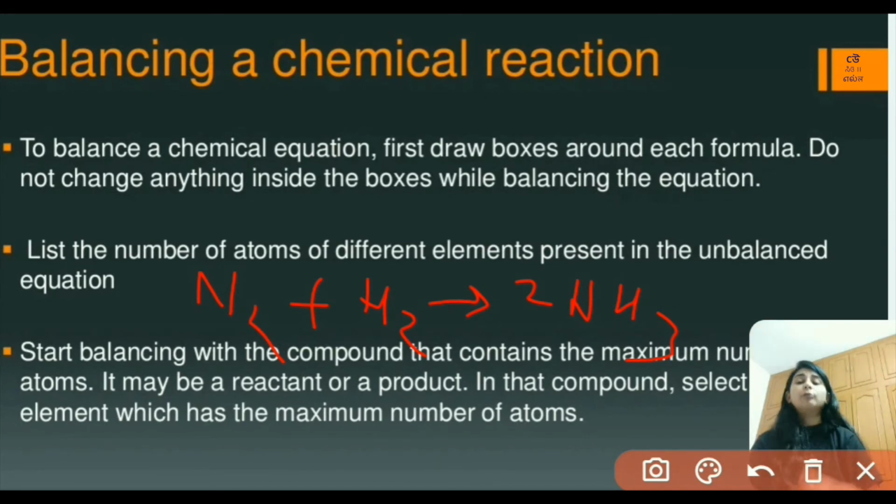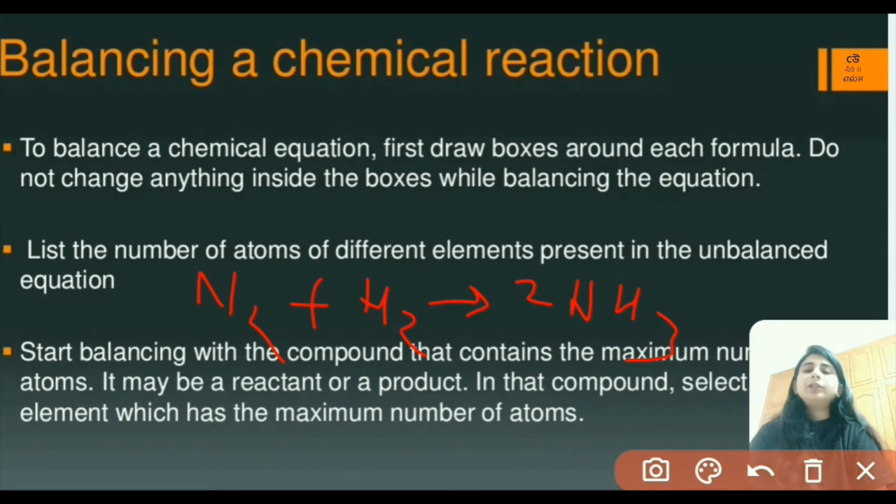Now let's count the total number of atoms. For that we have to check two things. First, we have to check whether any big number is being attached in front of these elements or not. And also remember that whenever there are no numbers in front of any element or a compound, that is definitely going to be 1.